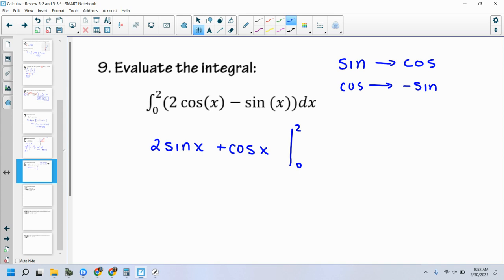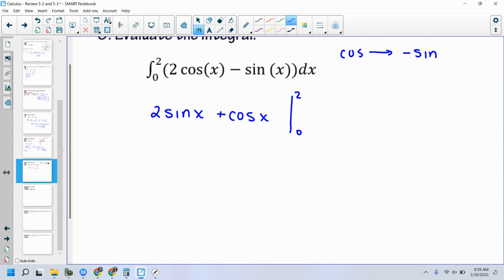Notice that again, we're not adding any plus c's onto the antiderivatives here. That was back from section 4.9. We always had to add a constant. We never have to do that because in the end, those do cancel out. So we get 2 sine x plus cosine x. Perfect. All right. So now let's plug in 2. 2 sine 2 plus cosine 2 minus 2 sine 0 plus cosine 0.